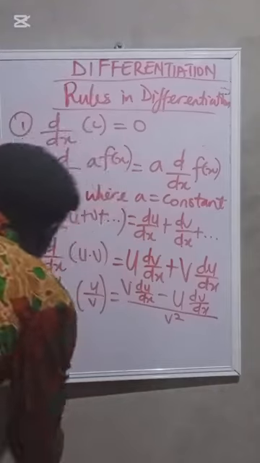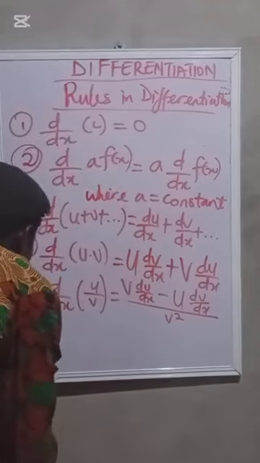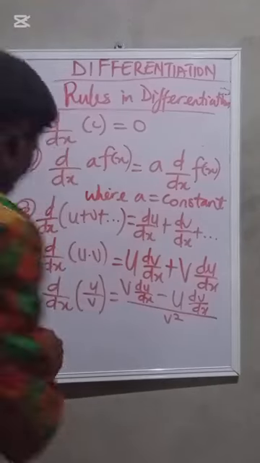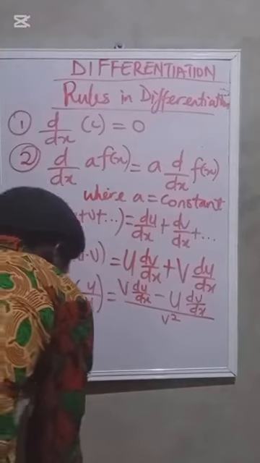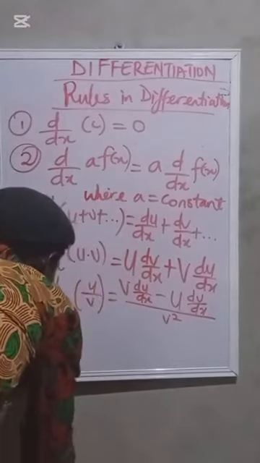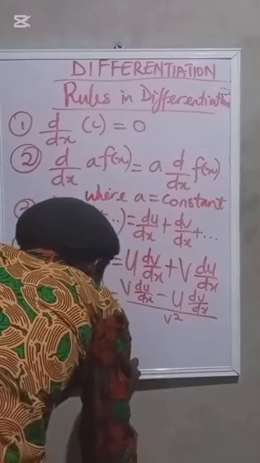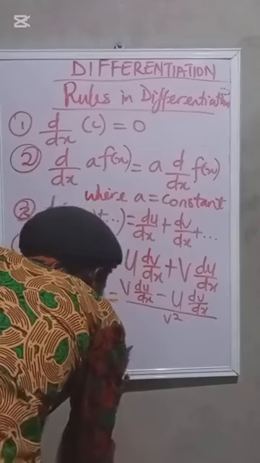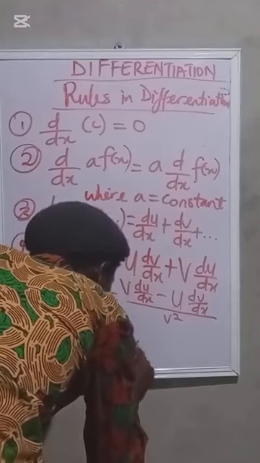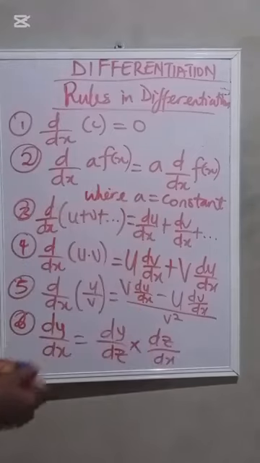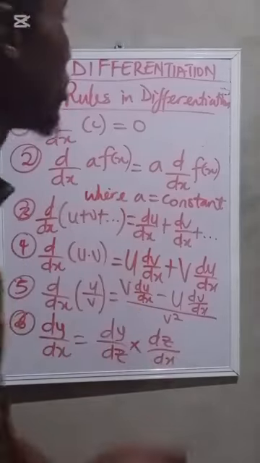And then the last one I'm going to tell you is what we regard as function of function. So I'm going to tell you the name of each of those. When you have dy/dx, it is going to be equal to dy/dz times dz/dx. So let me tell you the names of these rules.